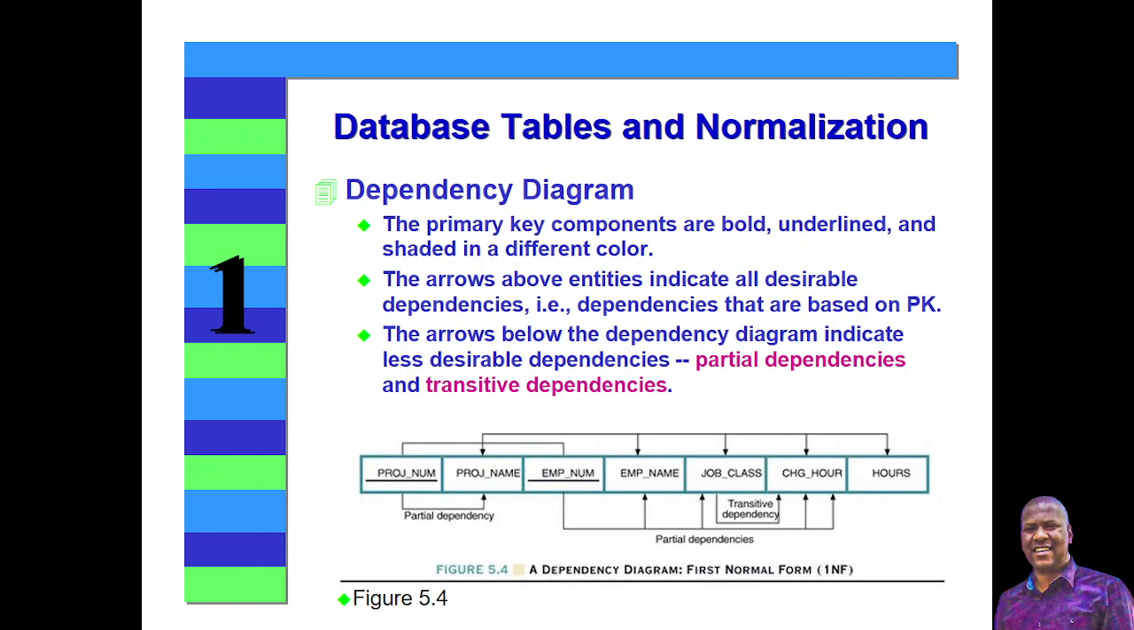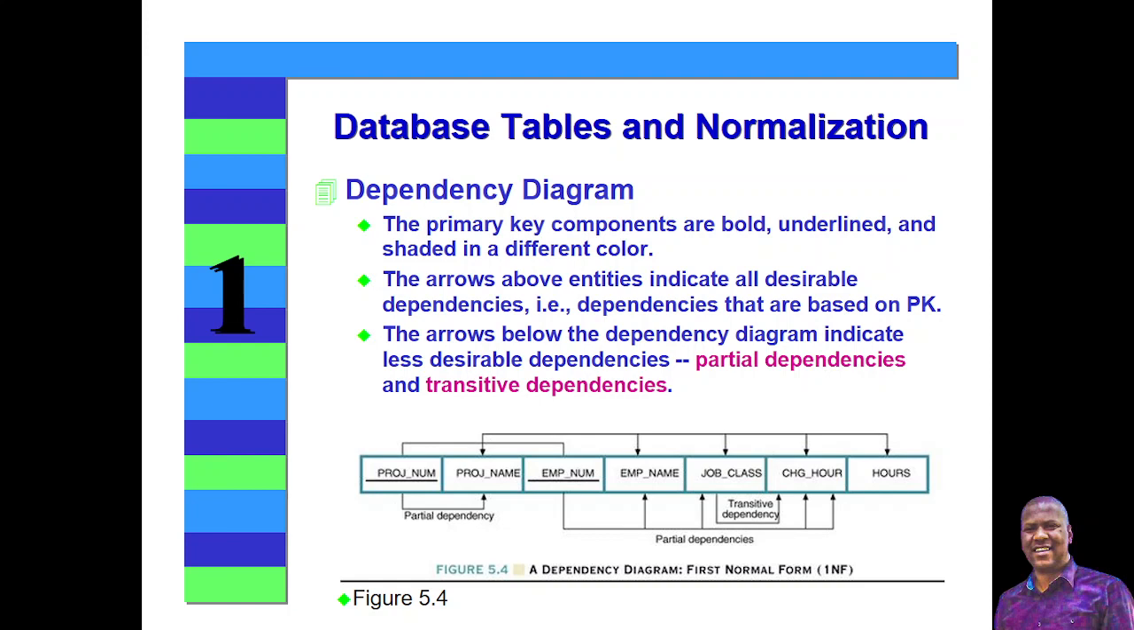Now, for us to eradicate the problems that come within the first normal form, we need to look at the dependency. Dependency will actually help us eradicate those repetitive information. So we are going to use the dependency diagram. Right now, in this particular dependency, we have the partial dependency and also the transitive dependency.